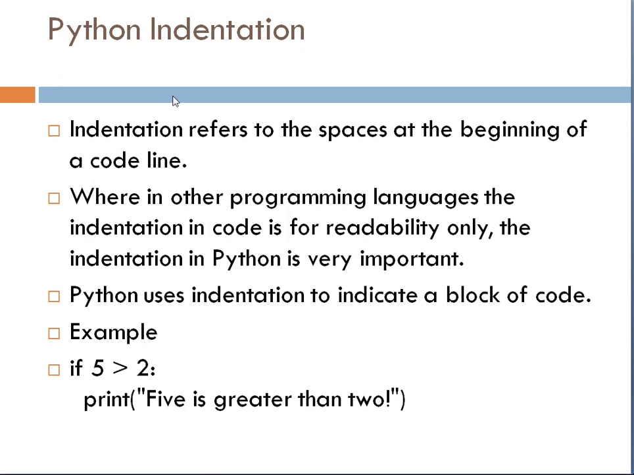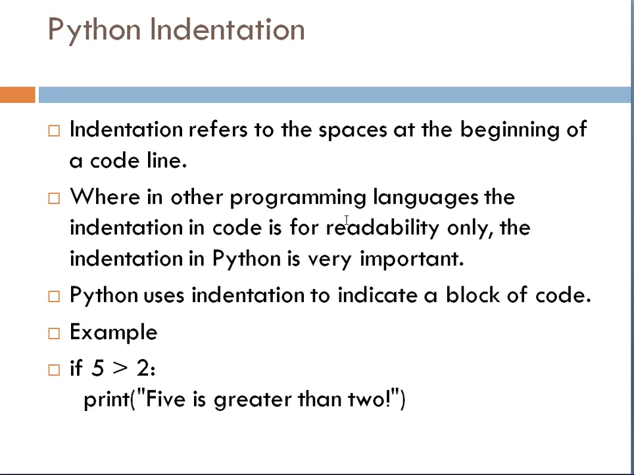Next is very important, that is Python indentation. Now, what do we mean by Python indentation? Indentation refers to the spaces at the beginning of a code line. See the example at the end. This is how it should be indented. The spaces are very important. If I write an if statement here, then the print statement should start with the space given to it. Otherwise, an error will come.